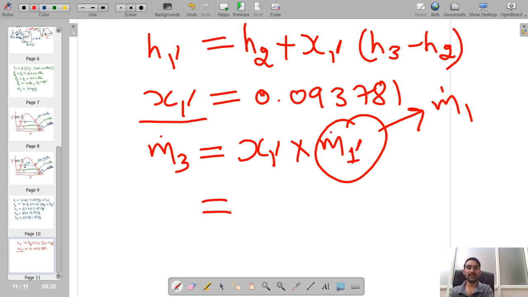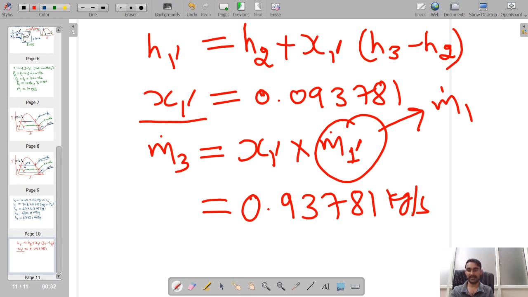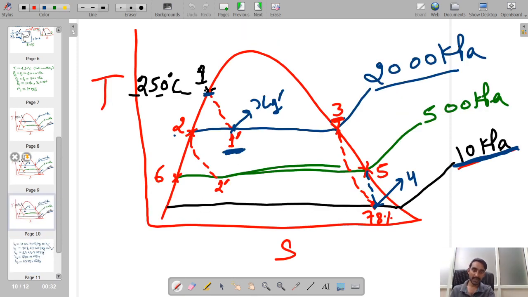So if I multiply with the mass flow rate of point 1, which is nothing but 10 kg per second, I will find that the mass flow rate of point number 3 is equal to 0.93781 kg per second.